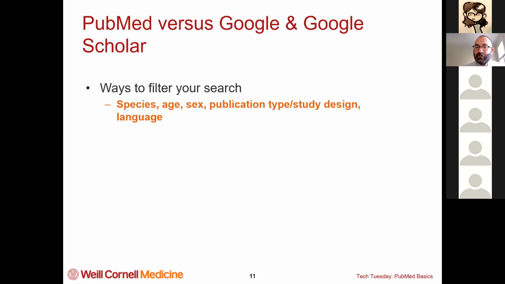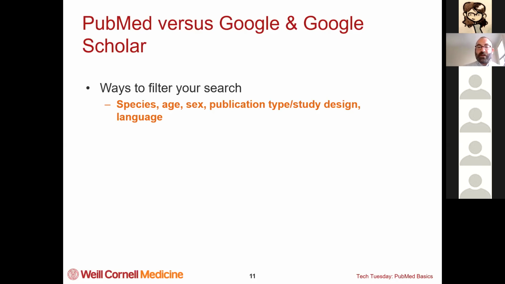So for example, PubMed offers ways to filter your search by species, age, sex, publication type, study design, and language of publication to limit your search. Carrie's going to cover some of how that works when we get to the demo. Another helpful feature is something called MeSH.